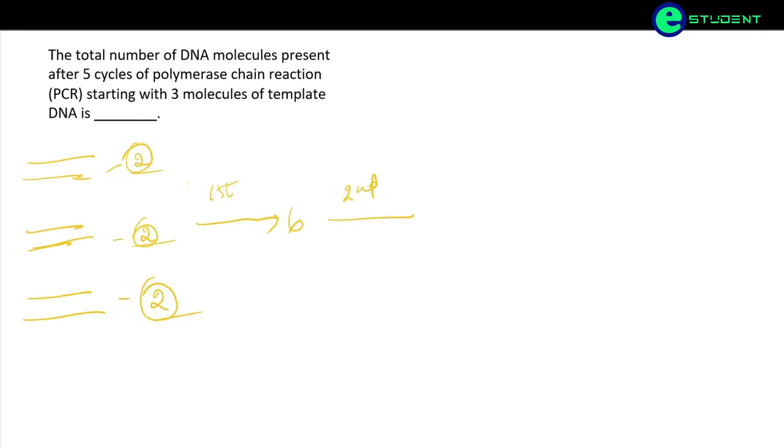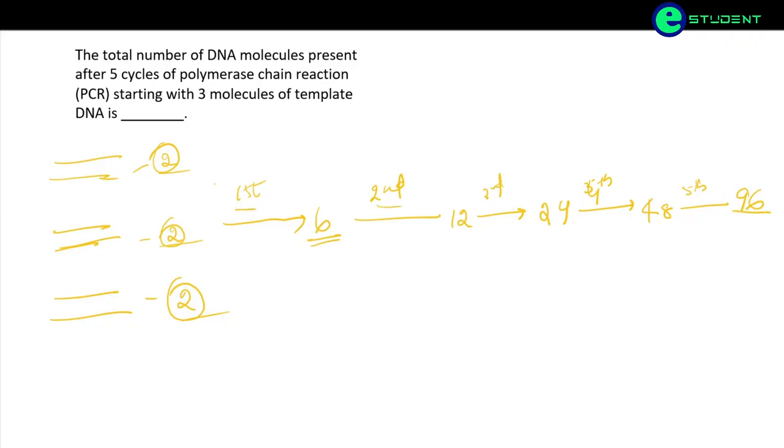After the second, we are going to have 6 into 2, 12. After the third cycle, we will have 24. After the fourth cycle, 48. After the fifth cycle, 96. Because this is only 5 cycles, we were able to calculate it by using our logic. But what if they have given 70 cycles or 75 cycles? It is a huge number, right? So we cannot calculate in this way.